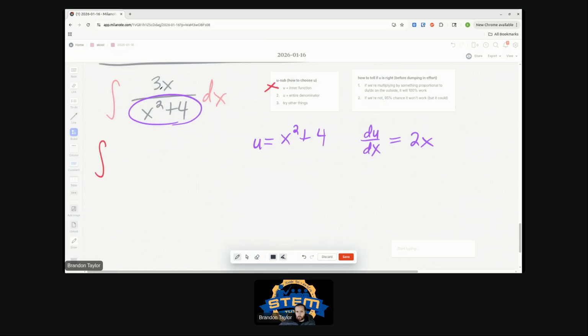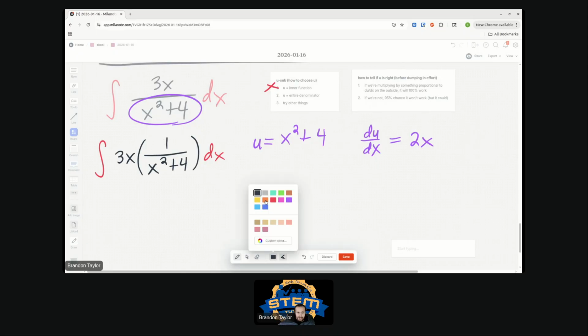Try this. Whenever you have a denominator, take the numerator and just multiply it on the outside like this. Now, is it clear that the numerator is the multiplication? And yes, 3x is proportional to 2x. If I multiply by 3/2, that would equal 3x. So there you go. This is going to work. So now we know the u-sub is going to work for sure. The second rule worked this time.